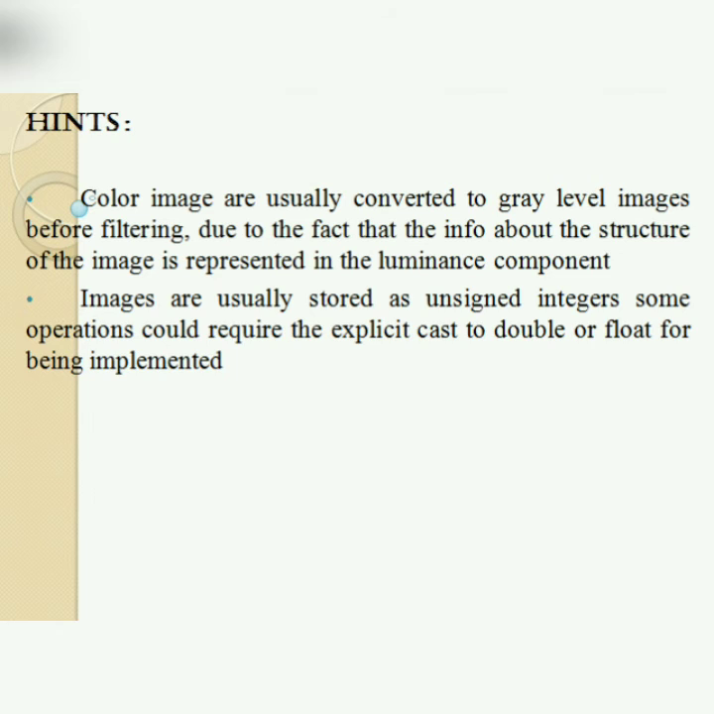So finally, the hints to remember: if you are working with color images, these are usually converted to grayscale. This should be done before filtering, because the information about the structure of the image is actually represented in the illumination components, meaning the intensity components. Intensity components are actually preserved as we switch from the color image to the grayscale image. They are usually stored as unsigned integers. Some operations could require explicit casting to double or float to be implemented.